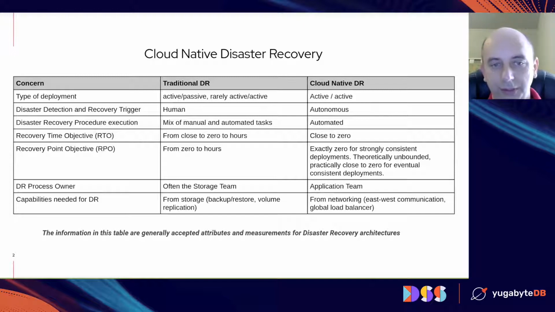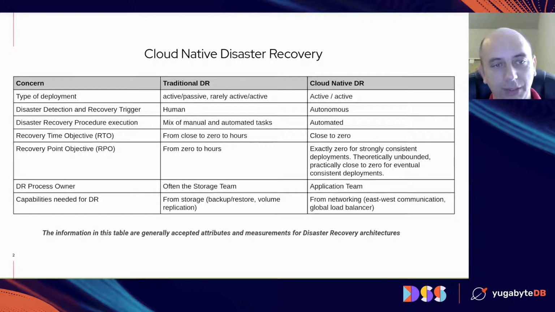For traditional DR, RTO goes from close to 0 to hours; in the worst cases, it could be even days before we can resume service. In cloud native DR, we want to be close to 0. And it's not 0 because there are internal health checks that need to trigger and realize that something is wrong before all the traffic can be directed to the healthy locations, but otherwise it would be near zero.